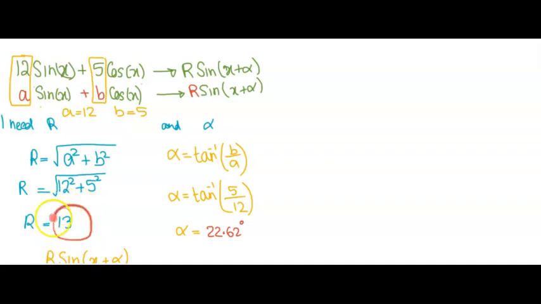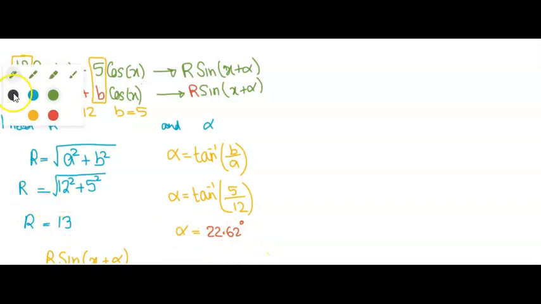Once I got the value for the R as 13, I'm still missing the alpha. Alpha has another formula, tan inverse of B over A. B is 5, A is 12. Put that in. Make sure you do the inverse. Make sure your calculator is in the right mode, degrees. And then I got the alpha, 22.62.